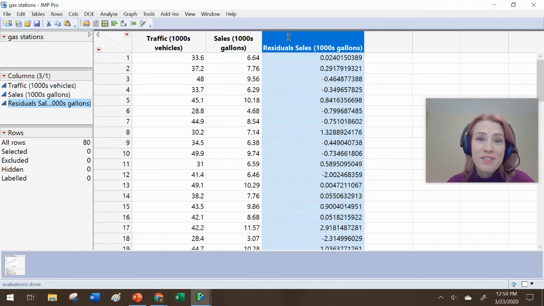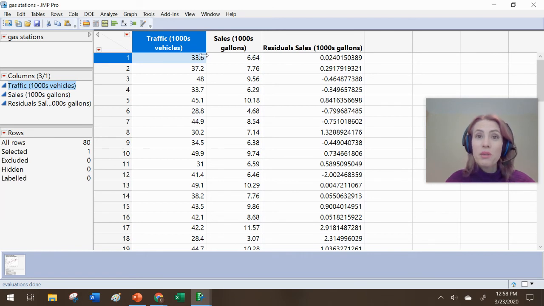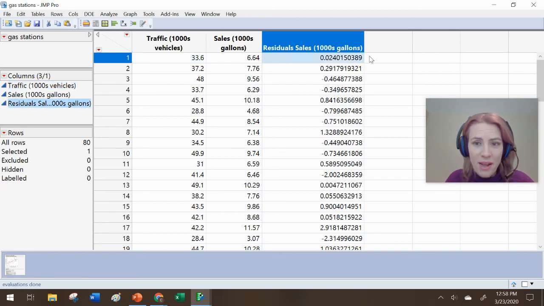Remember, residual is another way of saying error. We learned how to calculate errors in the second video. That would be, if x is traffic and we put this value, 33.6, into our regression line equation, we'd come up with a predicted value. And then we'd see how far off the actual sales were from the predicted. Here it looks like the actual sales were greater than predicted by this amount, by 0.024.